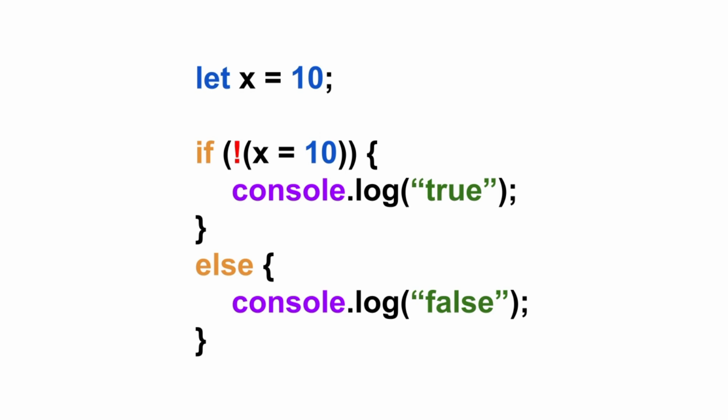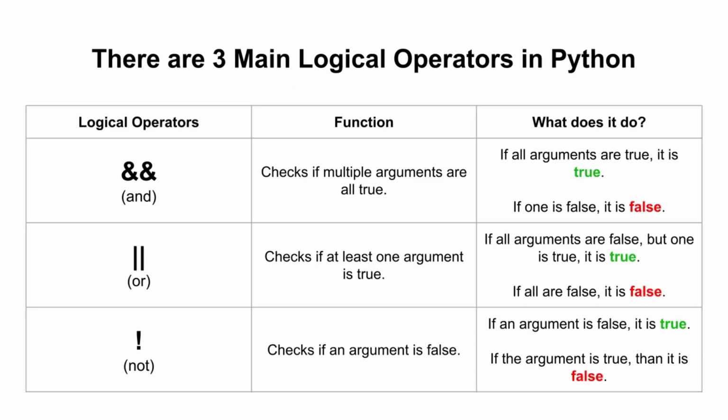But on the other hand, if the initial argument is true, then it becomes false, causing our console log function to display false on the console. The NOT operator just takes an argument and flips its Boolean value. If it's true, it's false. If it's false, it's true. So yeah, these are the three main logical operators in JavaScript.